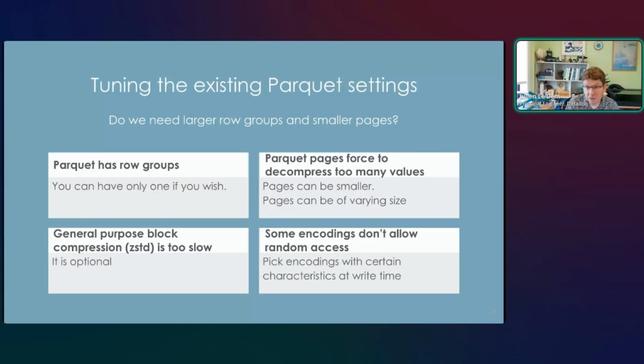And some of the encodings don't allow random access. So if you want to enable random access, you want to explicitly say, I don't want to use those encodings that are hard to parallelize and don't enable random access.